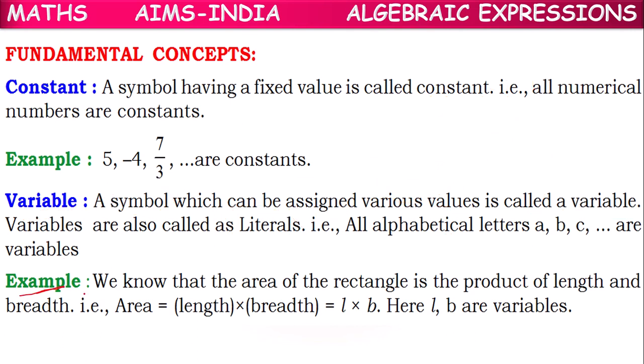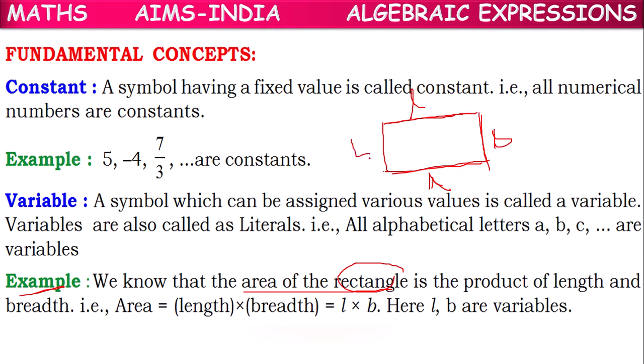For example, we know the area of a rectangle. What is a rectangle? A rectangle has 2 dimensions. Opposite sides are equal and parallel. One dimension is length, and its opposite side is also length. Another dimension is breadth, and its opposite side is also breadth. All angles are right angles. This is an example of a rectangle.